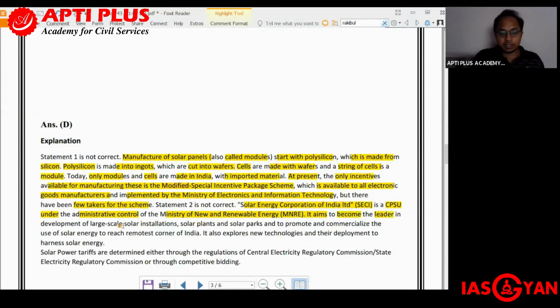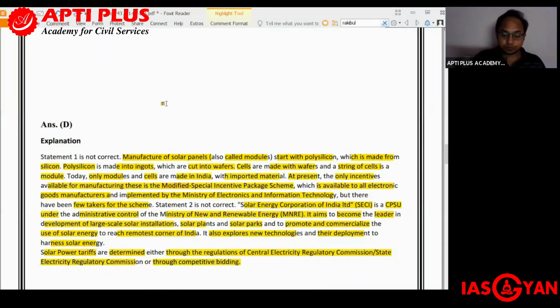It aims to become the leader in development of large-scale solar installations, solar plants, and solar parks, and to promote and commercialize the use of solar energy to reach the remotest corners of India. It also explores new technology and its deployment to harness solar energy. So who determines the tariff? Solar power tariffs are determined through the regulations of the Central Electricity Regulatory Commission, or they are also regulated through the State Electricity Regulatory Commission, or through competitive bidding.